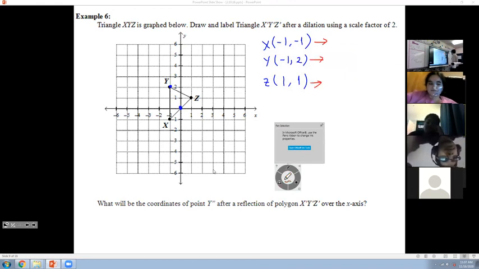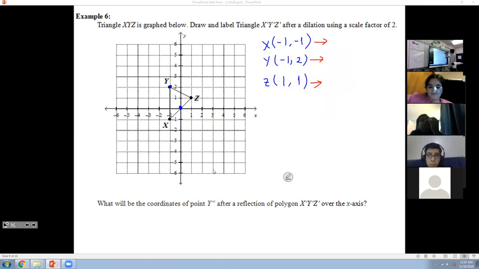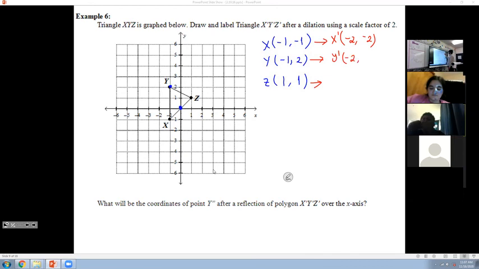Guys, what operation do I have to do now? Yes, X prime will be multiply all the coordinates by 2. Negative 1 times 2 is negative 2, negative 1 times 2 is negative 2, so negative 2, negative 2. And Y prime is negative 1 times 2 is negative 2, 2 times 2 is 4. And Z prime will be 1 times 2 is 2, 1 times 2 is 2. Now, 2, 2, yes.